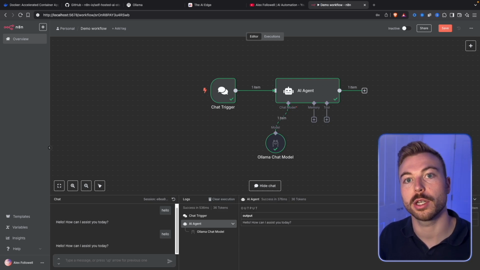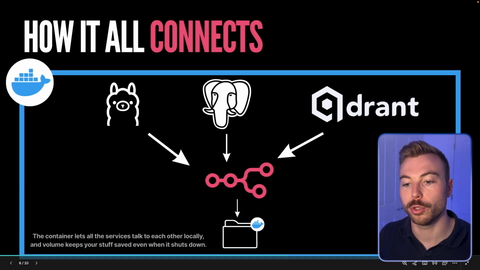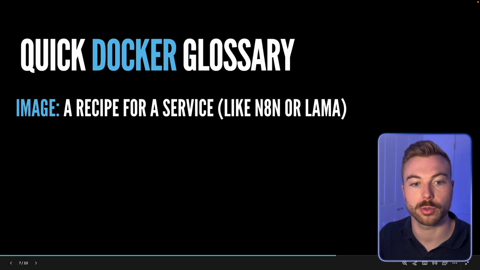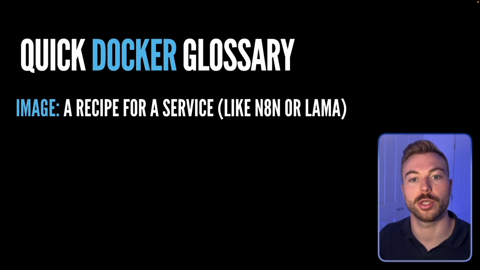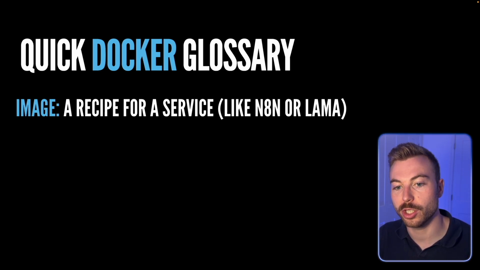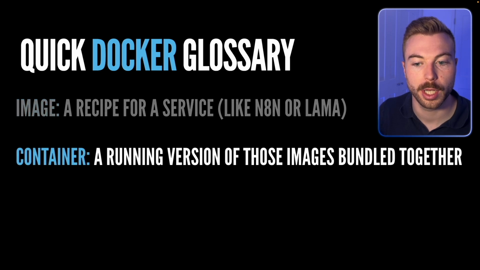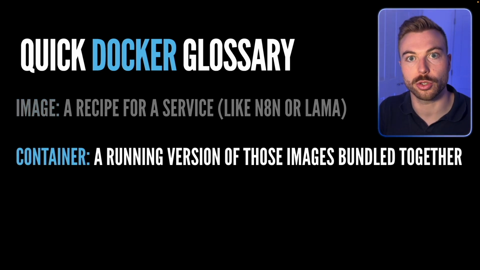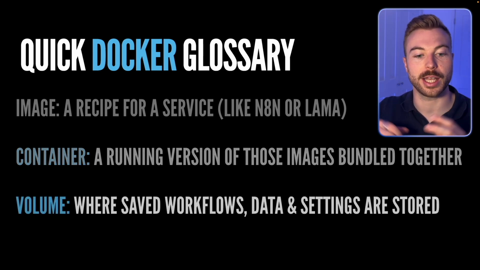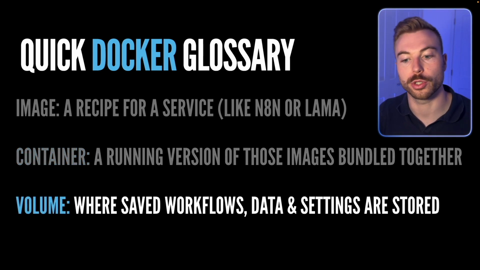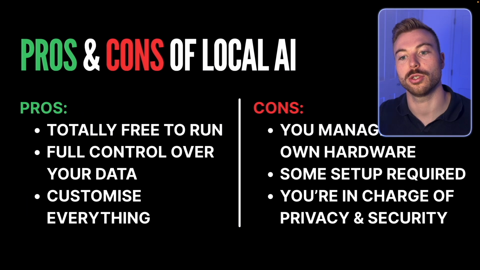Now we've covered a couple of the other bits pretty quickly, but just so you know what's going on in the background as well, what we're looking at here is some of the documentation. So an image is kind of like that recipe for a service like n8n or Ollama. The container, again in Docker, is running a version of those images bundled together, so we're getting that big picture. And then the volume is just where we've saved all of the workflows, data, and settings as mentioned.